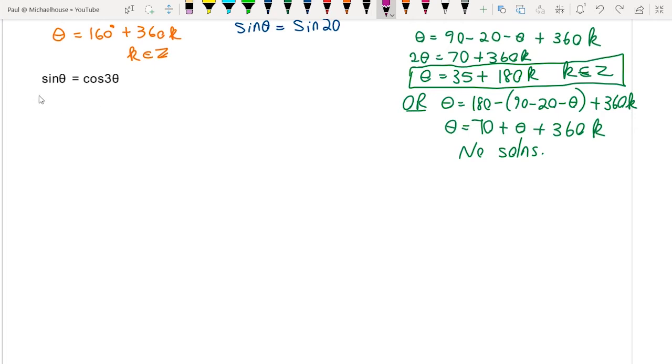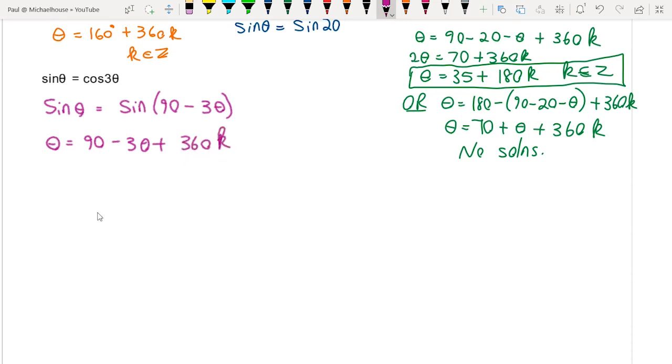Let's now turn our attention to this one, which we initially encountered and couldn't do. We've got sine theta equals cos 3 theta. So let's leave this sine theta as sine theta, and let's change this to sine of 90 minus 3 theta. Right, when we've got this, either theta equals 90 minus 3 theta plus 360k, or theta will equal 180 minus (90 minus 3 theta) plus 360k.